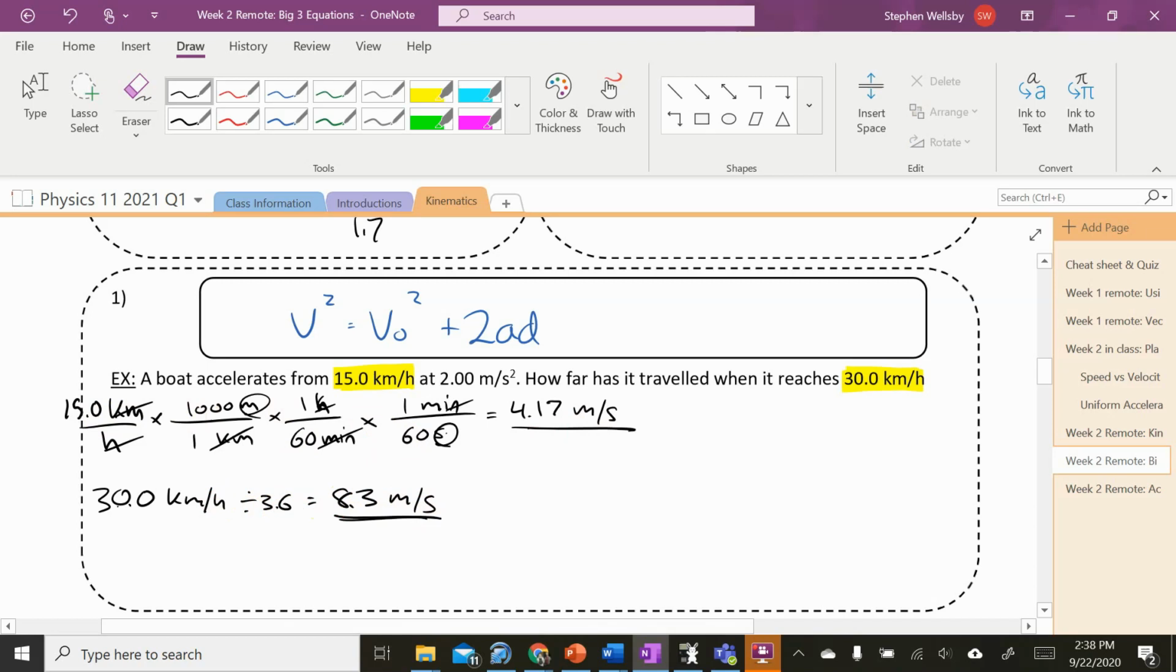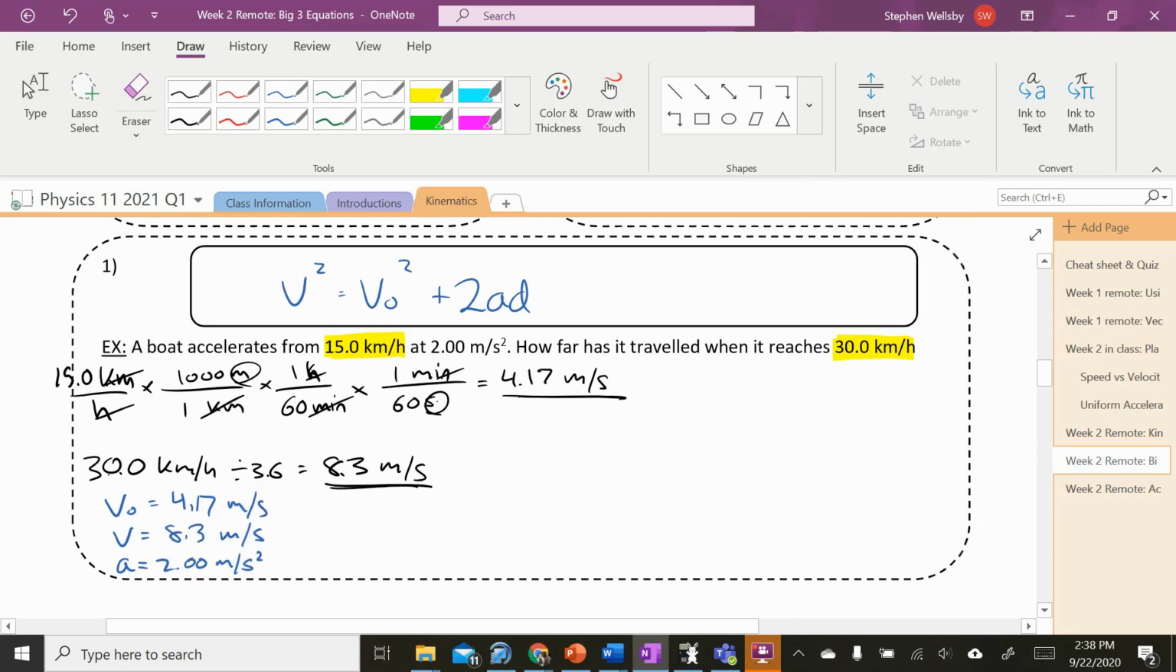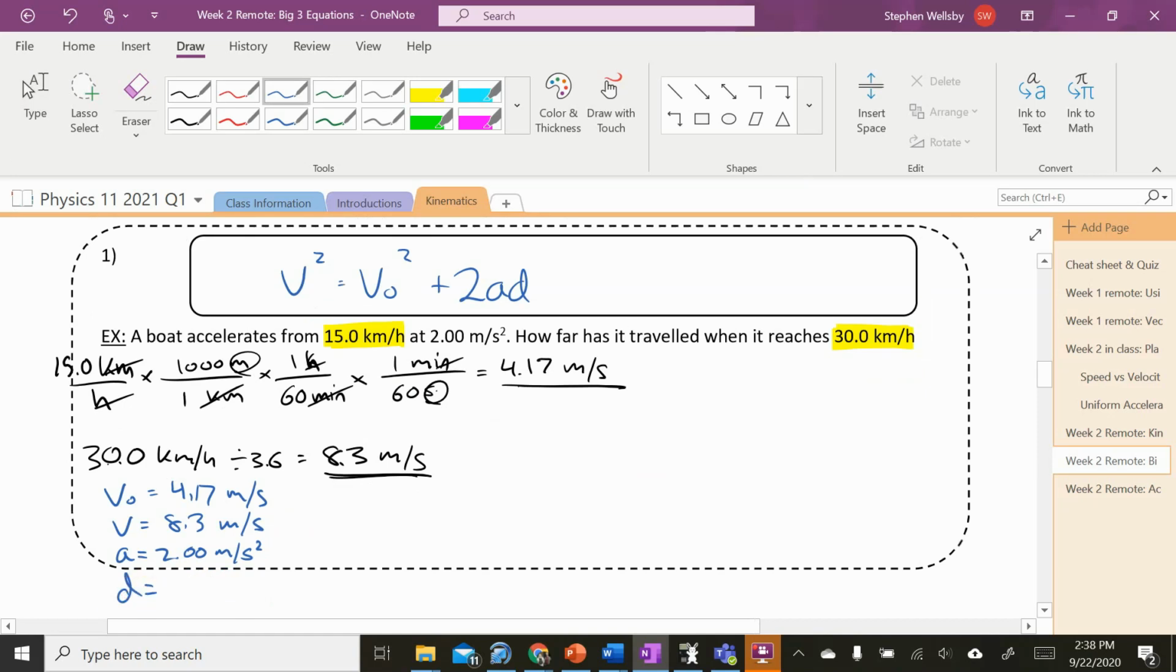So here we go. Here's 2 bits of information. Let's see what else we have. V naught is going to be 4.17, v is 8.3. I also know my acceleration is 2 meters per second squared, and I'm trying to find out what is the distance traveled.